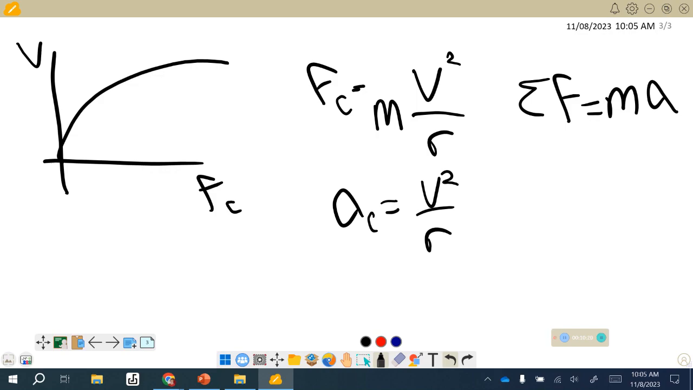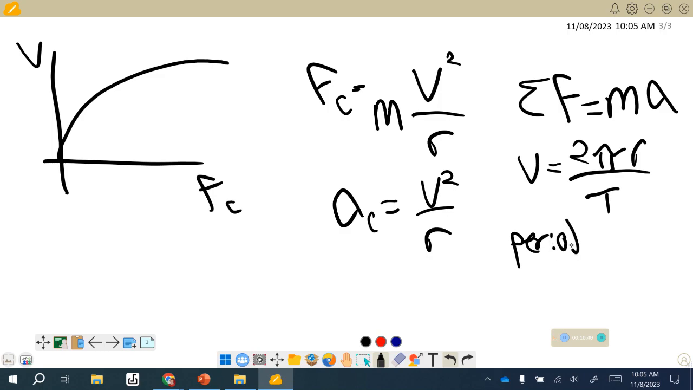All right? A couple other helpful equations here are going to be our equation for velocity for an object moving in a circle like this. It's going to be 2 pi r divided by the time it takes for it to make one full rotation. That's going to be our period. Capital T represents period, and that is the time it takes for one rotation.